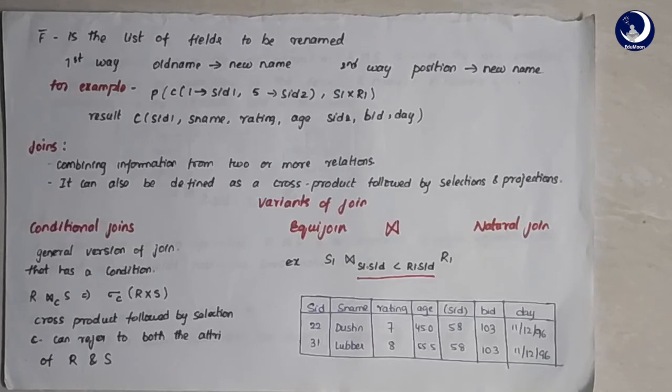Let's look at the example. Here S1 join R1, where the condition is S1.SID is less than R1.SID. This returns a relation where the SIDs of the S1 table are less than the SIDs of the R1 table. So this is the resultant instance.